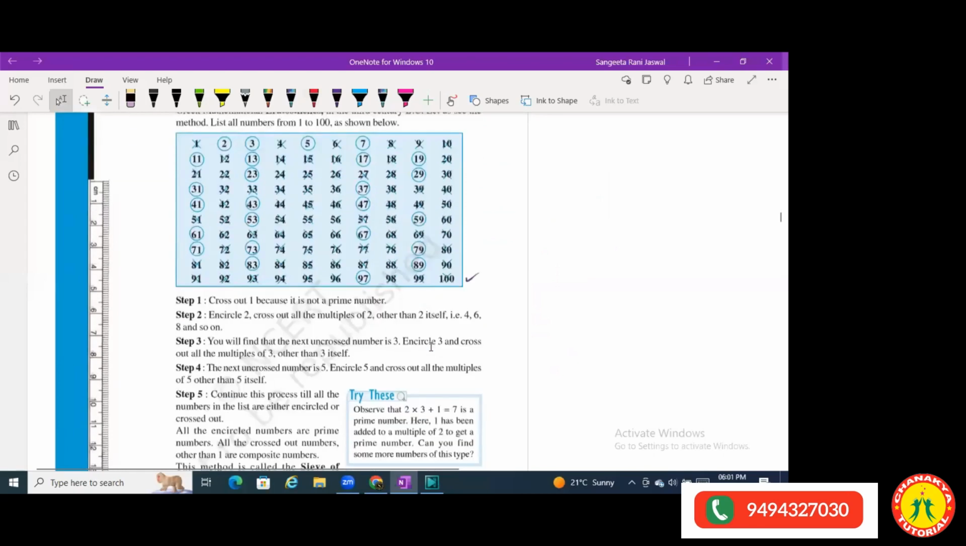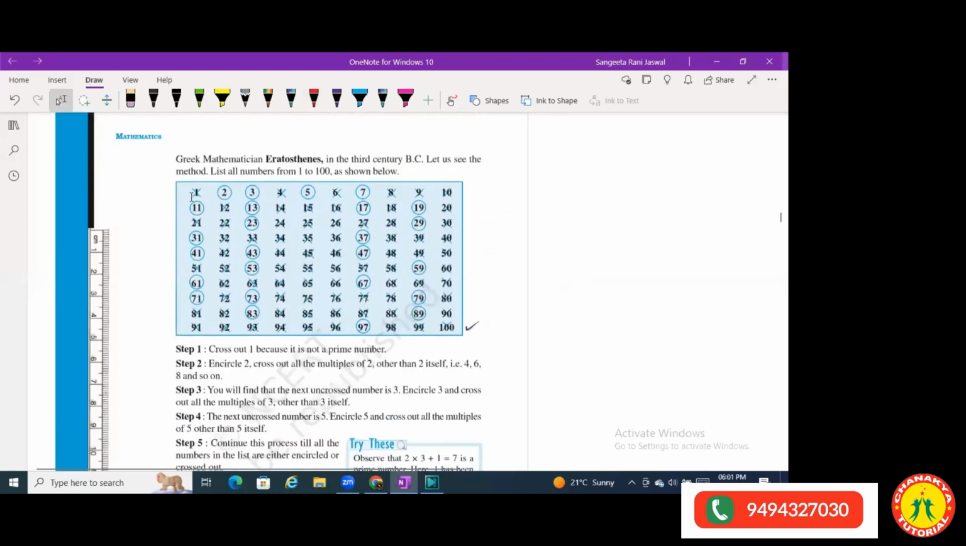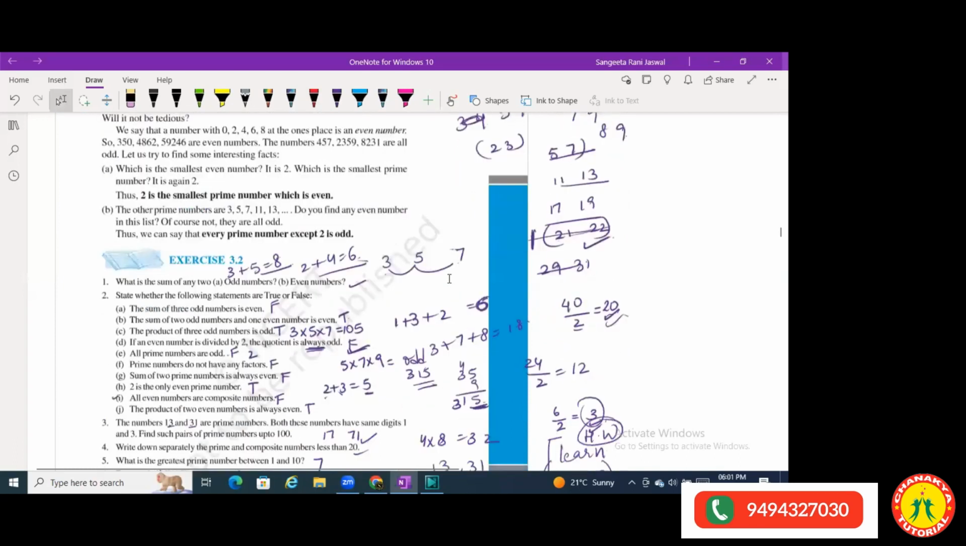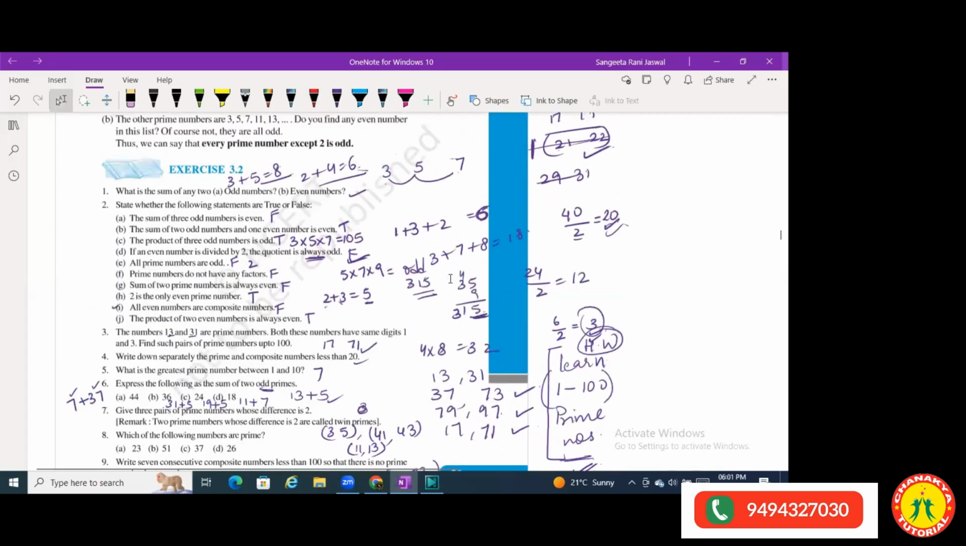Now these are all the numbers from 1 to 100. These circled numbers are all prime numbers. So you must learn these numbers. Learn all these prime numbers between 1 and 100. Let's take some questions from here.